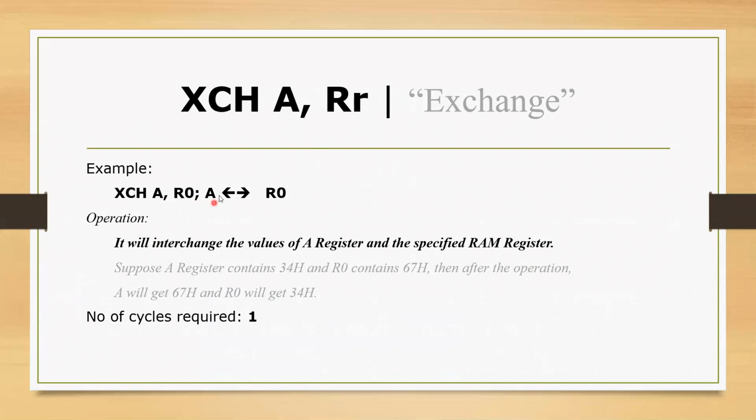Exchange A, R0. The content of A register and the R0 register will be exchanged. So whatever the value in A register goes to R0 register and whatever the value in R0 register goes to A register. So it will exchange the values of A register and the specified RAM register. Suppose A register contains the value 34 and R0 contains the value 67. Then after the operation, A will get 67 and R0 will get 34.